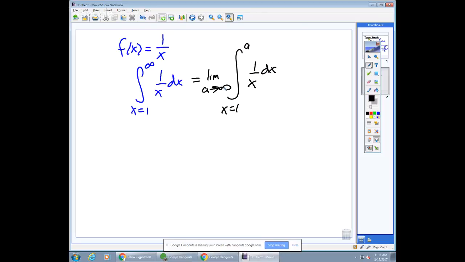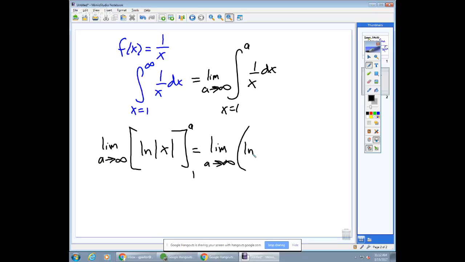All right, so I'm going to hang on to that limit as a goes to infinity, and then come up with an antiderivative here. The antiderivative of 1 over x is the natural log of the absolute value of x, from 1 to a. And then plugging in our boundaries, I still have that limit waiting to get some action.